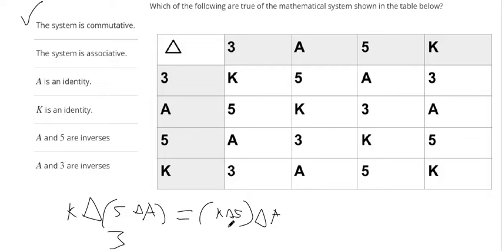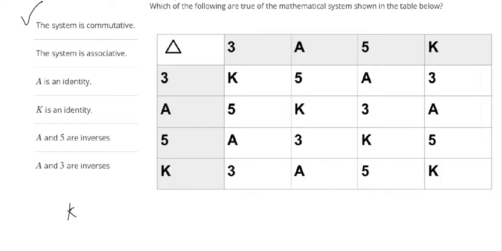K triangle 5. So K on the row, 5 on the column gives us 5. And then 5 triangle A, 5 on the row, A on the column gives us 3. So it's working. It looks like it's going to be associative. Took us a lot of work to get there, though, didn't it? I'm not sure how Newton's got this set up, because a student would have to go through every possible combination, which is not feasible.